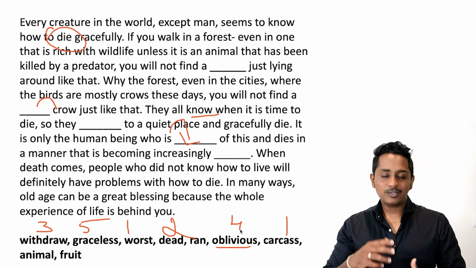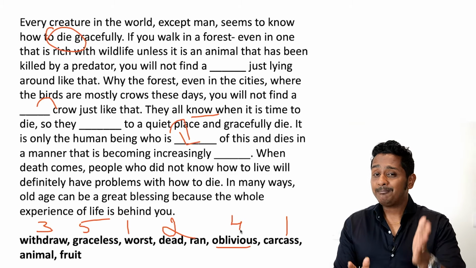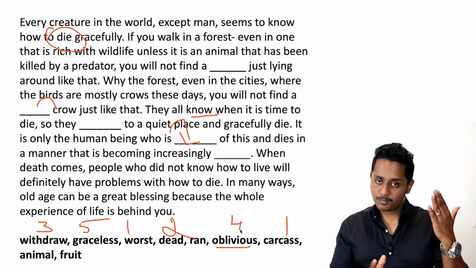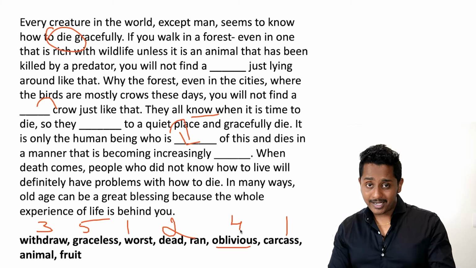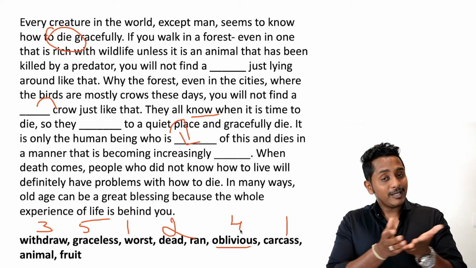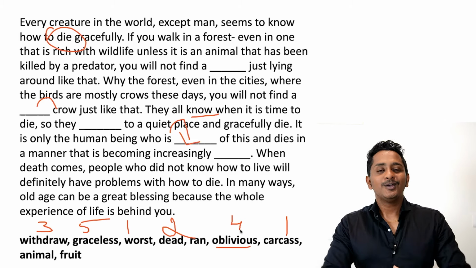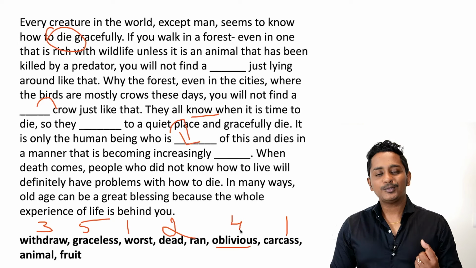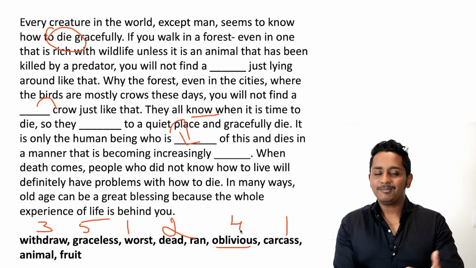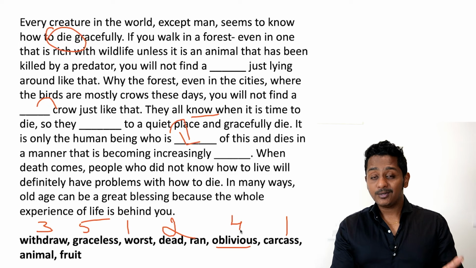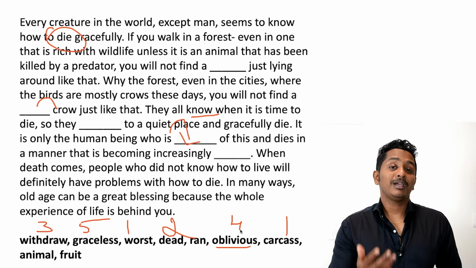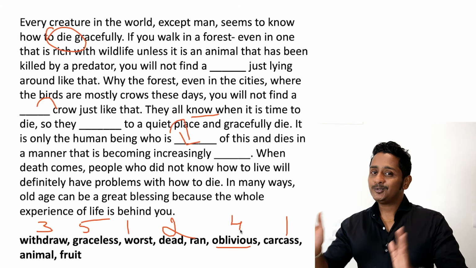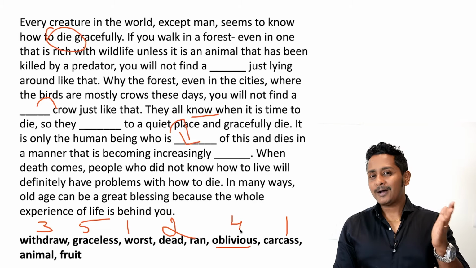So here, oblivious of is a collocation. If you don't know that, apply the elimination method. You know that not aware of has to come. Not aware of cannot be withdraw, cannot be graceless, cannot be worse, cannot be died, cannot be ran, cannot be animal, cannot be fruit. Has to be oblivious. So this way, even when you are not able to solve, you are prone to making mistakes. Apply this technique. Perhaps instead of getting 2 out of 5, who knows, you may get 4 out of 5 or 5 out of 5 over time. So henceforth, whenever you solve a question, try to apply these things.